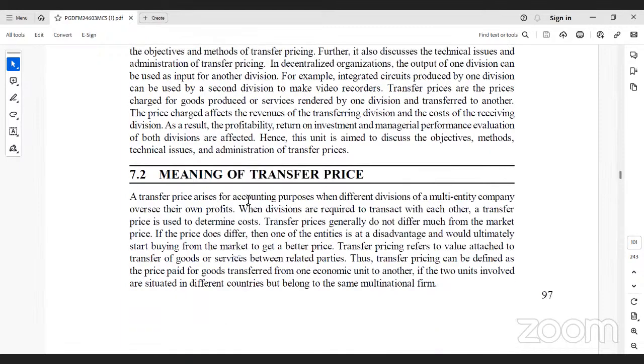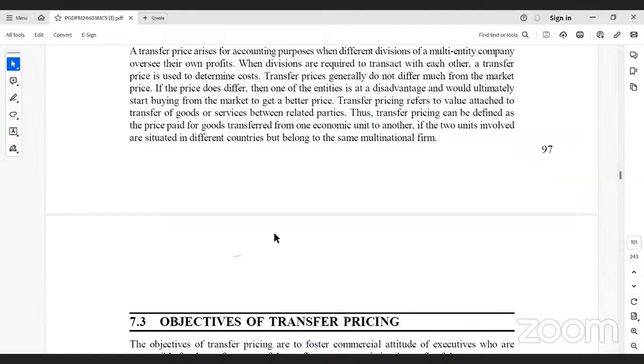So, what is the meaning of transfer price? A transfer price arises for accounting purposes within different divisions of a multiple-entity company, who want to oversee their own profits. So when the divisions are required to transact with each other, the transfer price is also determined, the cost, right?